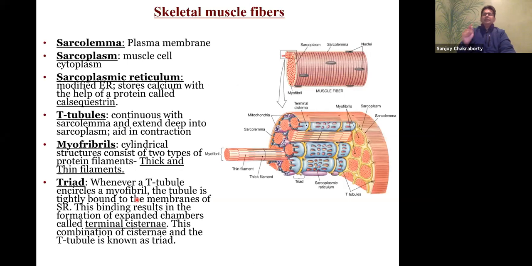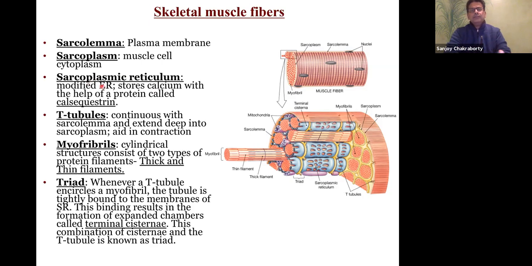Now, the skeletal muscle cell's plasma membrane, like any other cell, is a cell membrane or plasma membrane, but they have a fancy name. We call it sarcolemma. The word sarco means flesh, lemma means membrane. So sarcolemma is the other name of the plasma membrane of the muscle cell. Similarly, sarcoplasm is the muscle cell cytoplasm. Sarcoplasmic reticulum: remember endoplasmic reticulum? Same thing, sarcoplasmic reticulum.